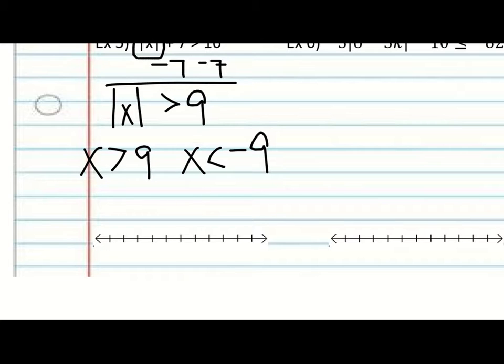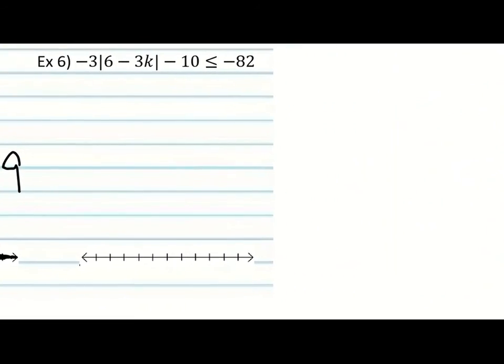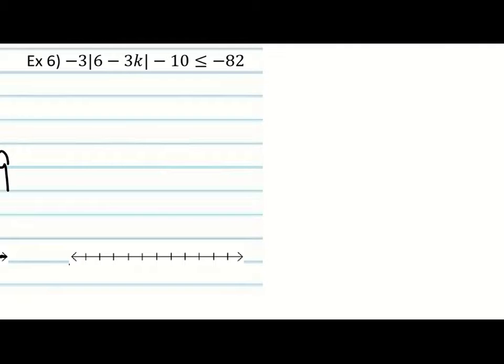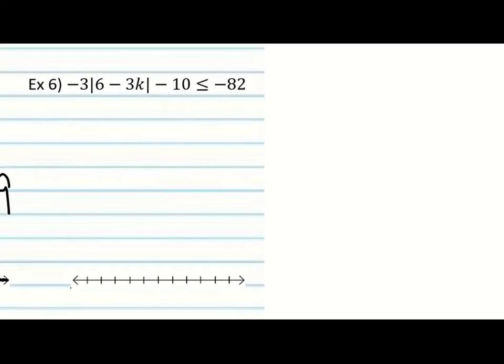So now let's take a look at the next example and our final example, example 6. Example 6 has -3 times the absolute value of 6 minus 3k, minus 10, is less than or equal to -82. So we have to get the absolute value by itself.